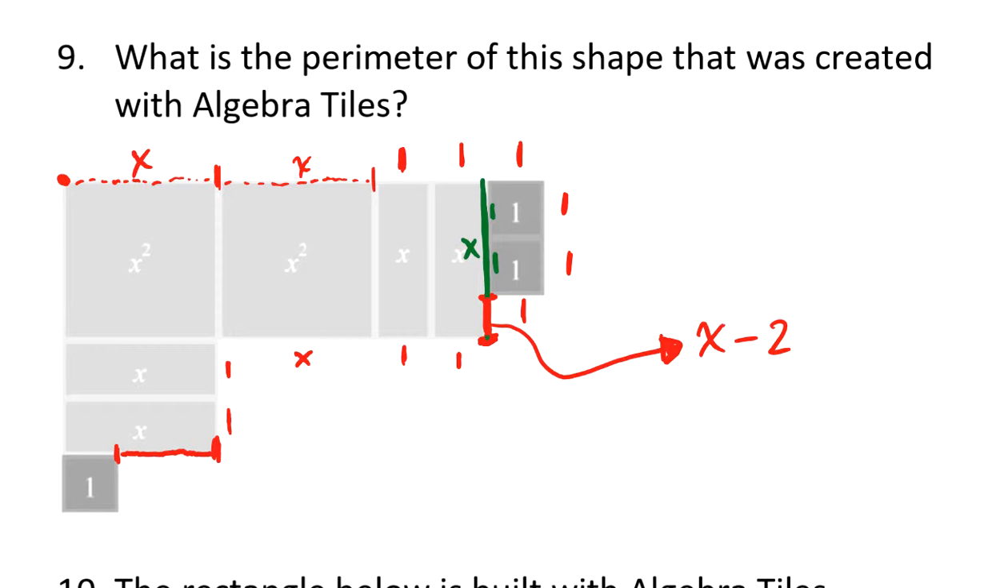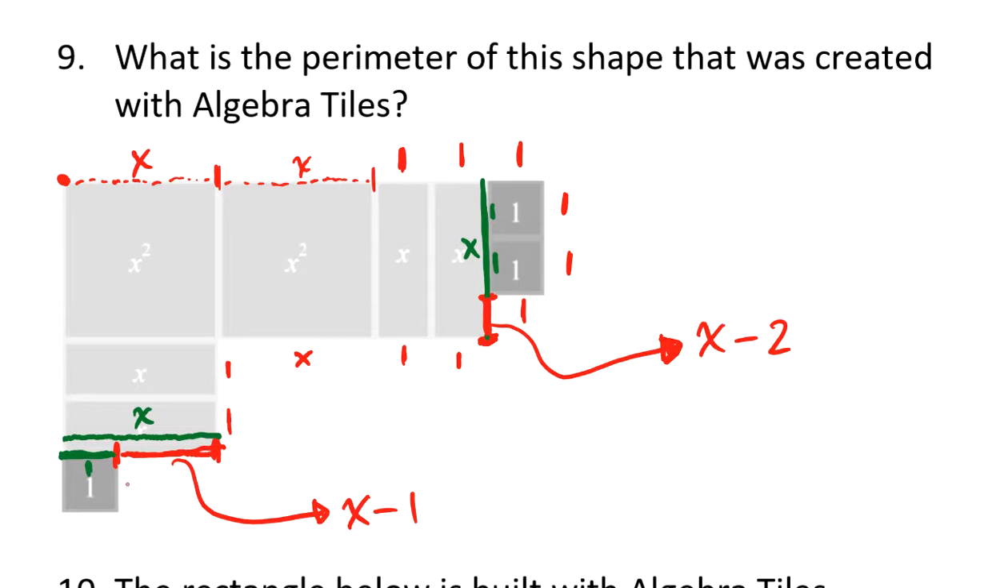Well, again, the thinking's the same, right? This dimension is x, and this dimension from here to here is 1. That means that this little dimension here, right, has to be the full length, the x, and then it has to be 1 less than that. So this is x minus 1. So that was the second kind of special dimension that's on this perimeter.